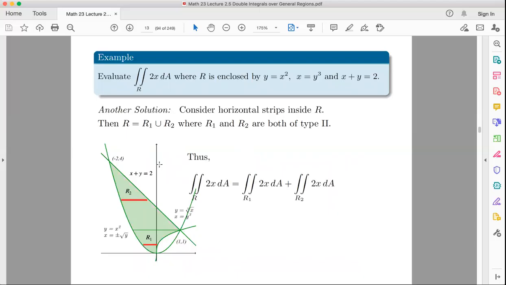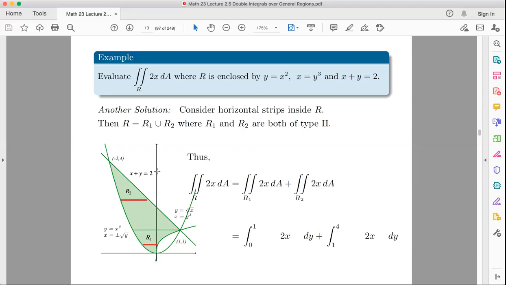So the double integral now of 2x over R is the sum of the double integrals of 2x over R1 and 2x over R2. So specifically, take note that the outer integral now will be with respect to y, because the y value is from one scalar to another scalar. So for region 1, the y value is from 0 to 1. And for region 2, it is from 1 to 4.